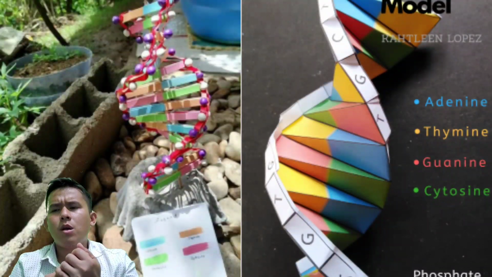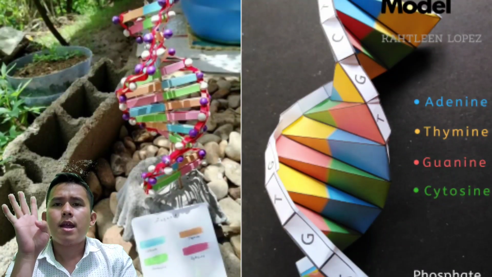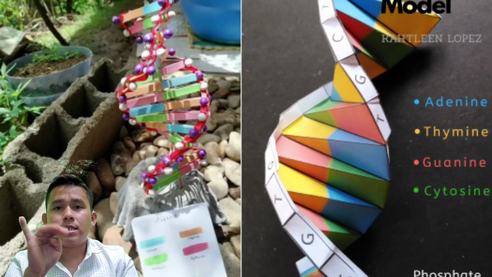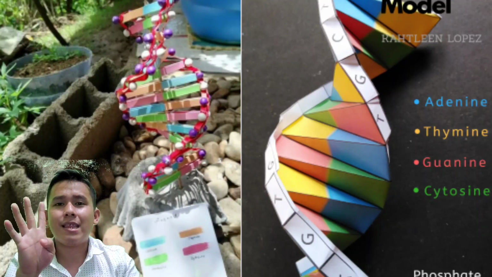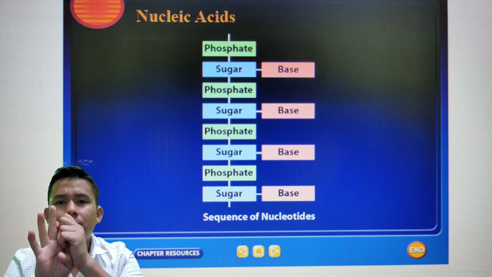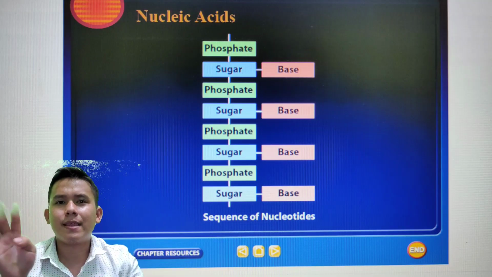We have 4 nitrogen bases: adenine, cytosine, guanine, and thymine.